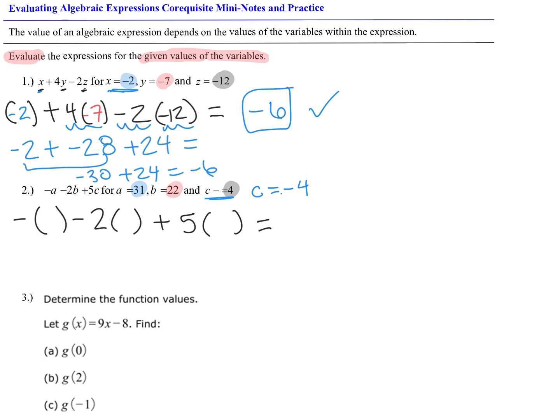So for a, I get 31. I'm going to plug 31 in. For b is 22. And then c is negative 4. And so it's going to look like this. And then I'm going to work this all out. And I end up with negative 95.